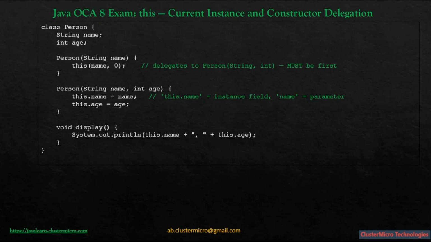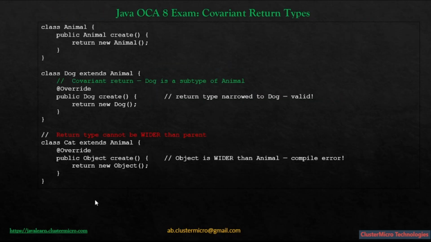Now, covariant return types. Covariant return types are a feature introduced in Java 5 that relaxes the earlier rule that required overridden methods to have exactly the same return type. With covariant returns, when a child class overrides a method, it may return a more specific subtype of the return type declared in the parent class.